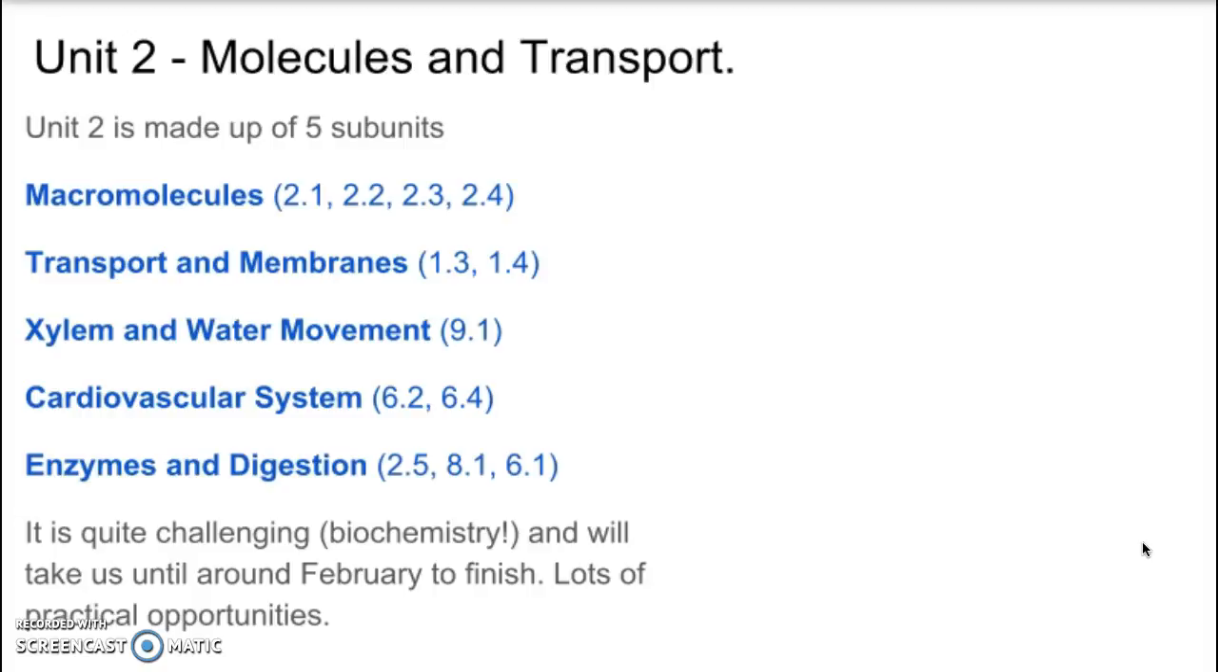This is quite a challenging unit. There's a lot of biochemistry involved, so we'll take it nice and slow and do lots of revision. And it will take us to around the start or mid-February to finish. There's also lots of practical opportunities, so we'll be spending a lot of time preparing for our internal assessments.